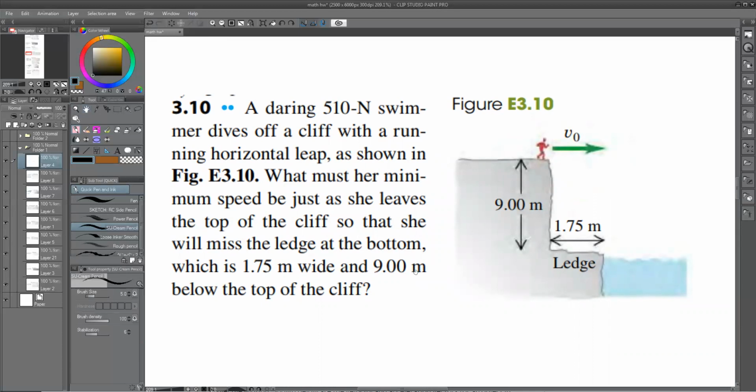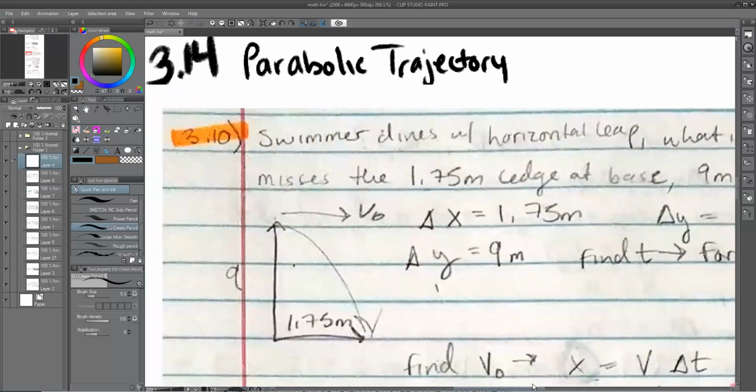This is worded weirdly, but the principle of it is pretty simple, because it's literally just finding the initial velocity given a delta x, this right here is a delta x, and given a delta y. This delta y value is technically negative because she's going down.